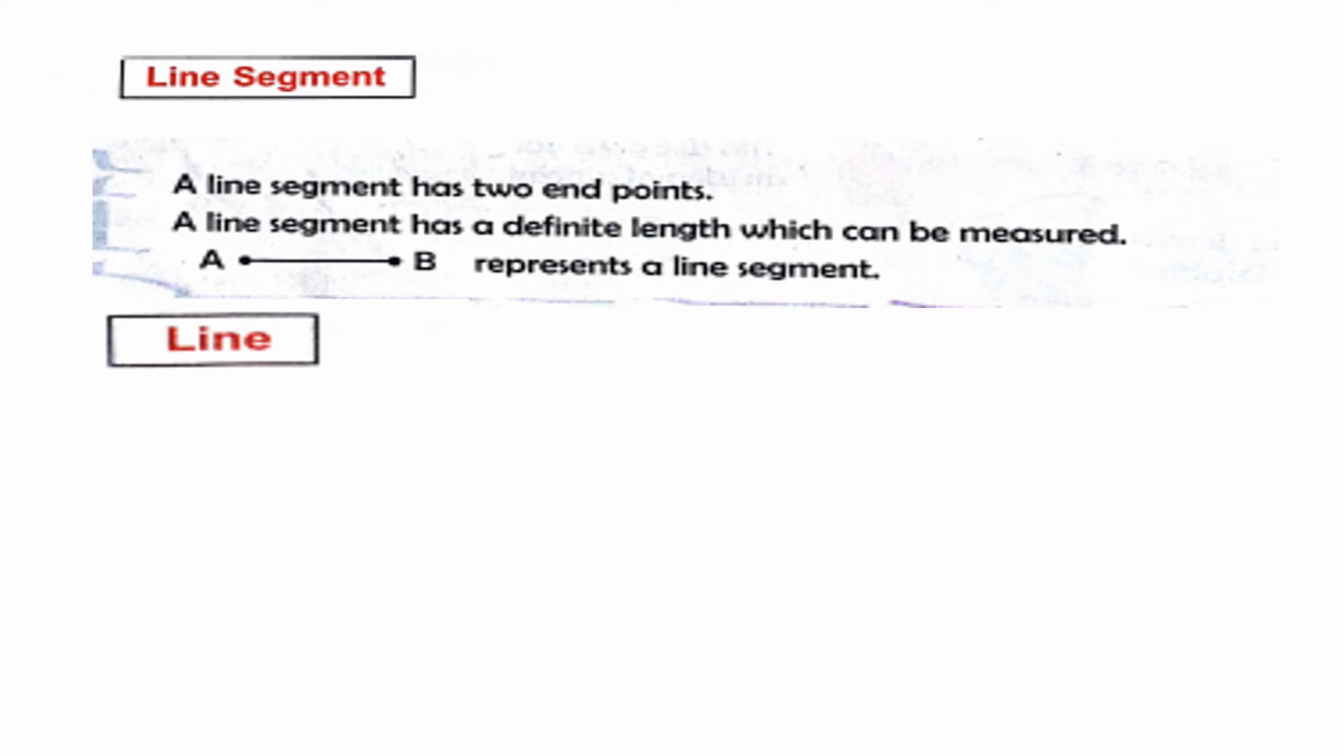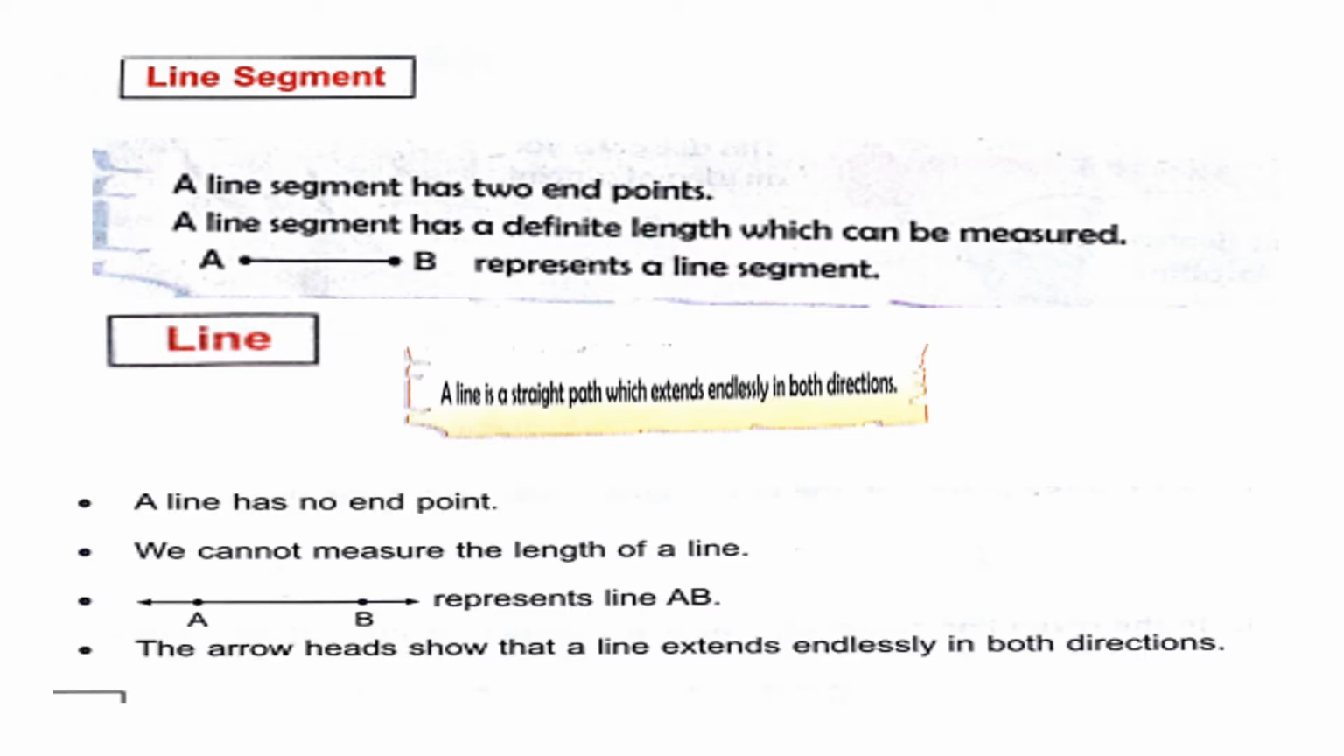Third is line. A line is a straight path which extends endlessly in both directions. A line has no endpoint. We cannot measure the length of a line. This represents a line AB. The arrowhead shows that a line extends endlessly in both directions.